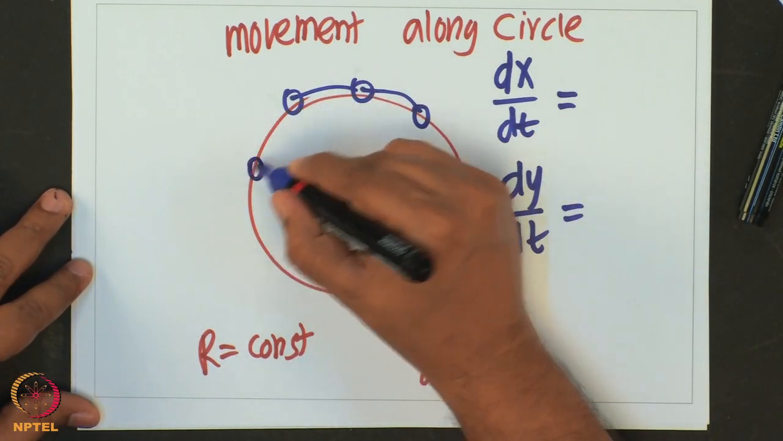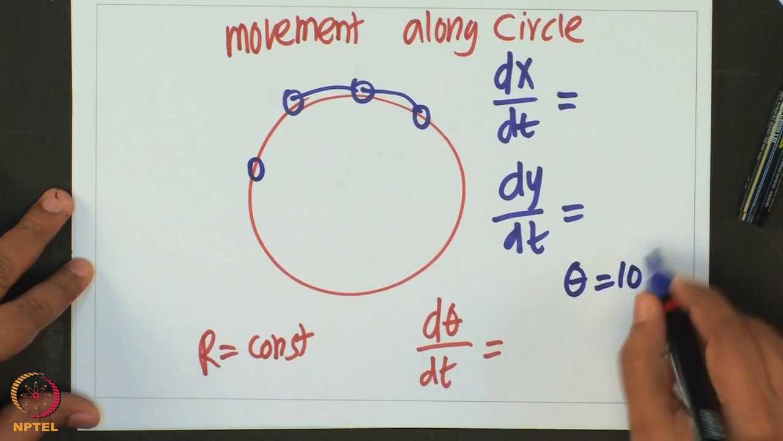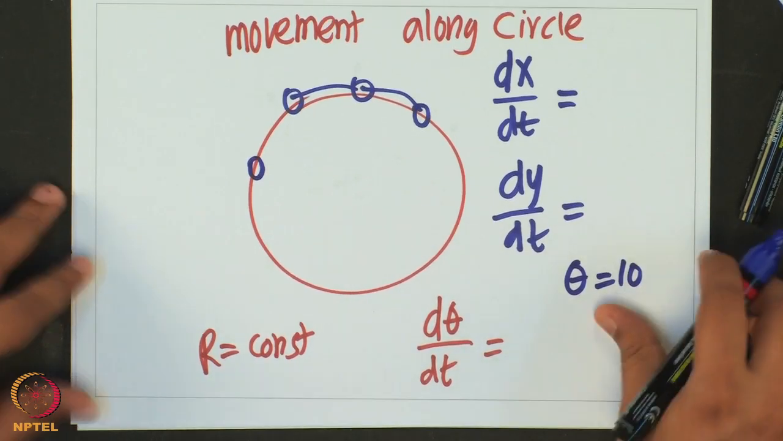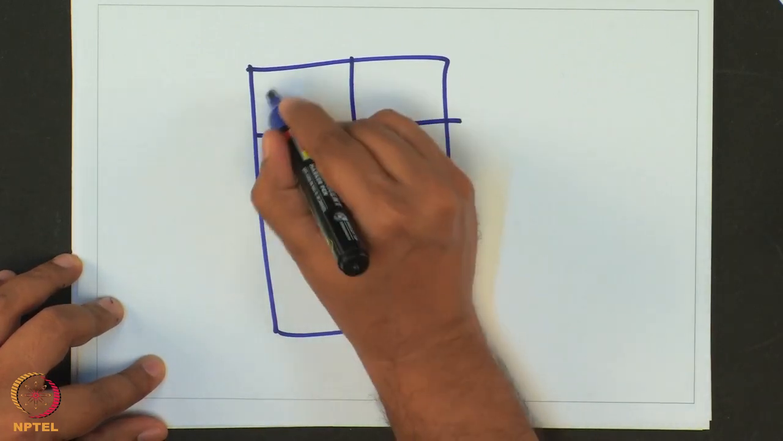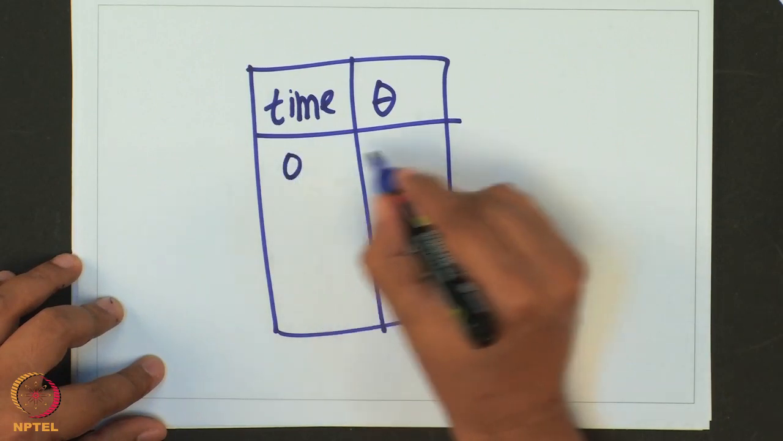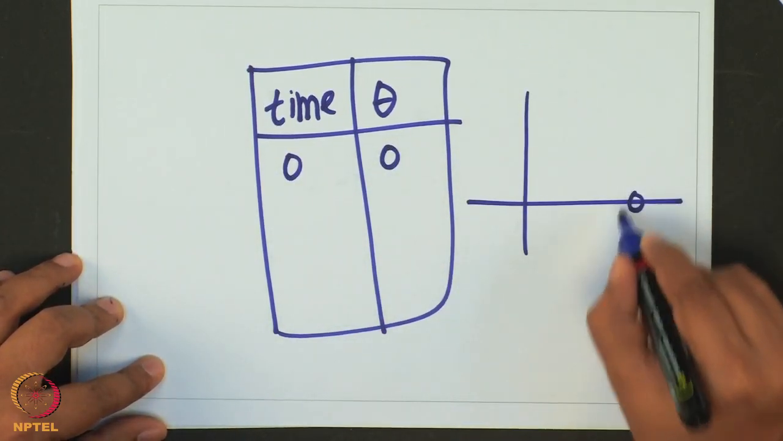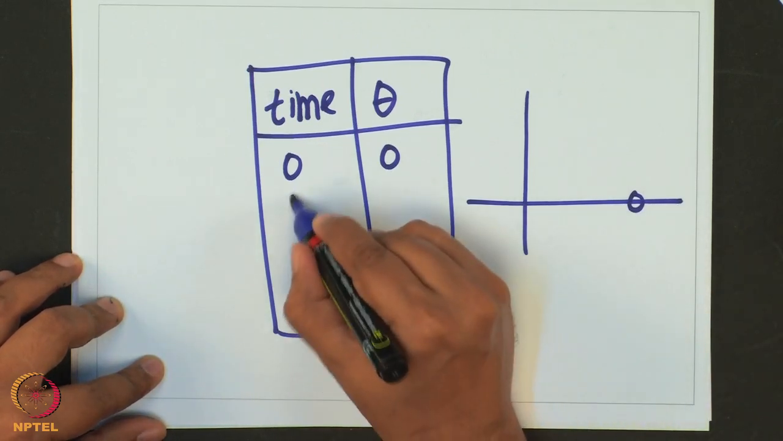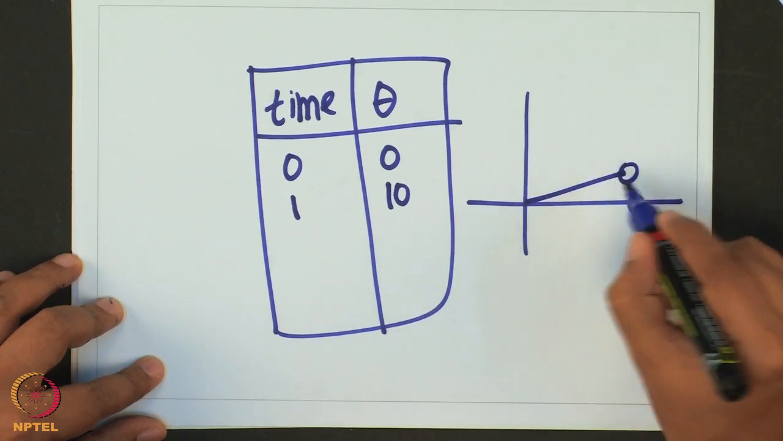If theta is 10, 20... let us say we have a table with time here and theta here. At t equals 0, theta is 0, which means that the particle is here. After 1 minute, the particle moved 10 degrees. So the particle has reached here.